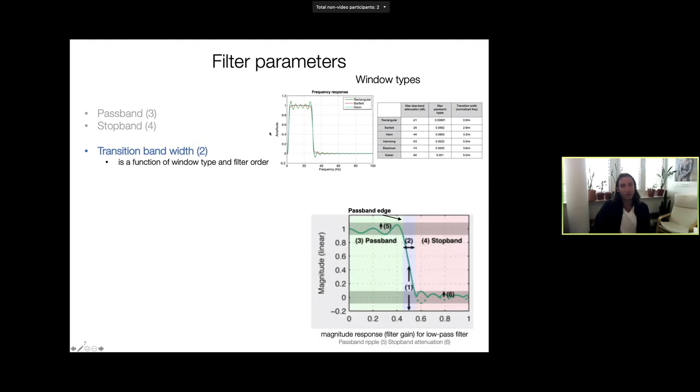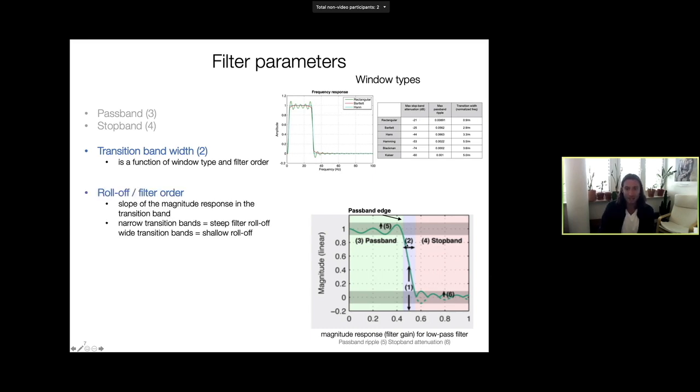So far, I showed you what the passband and stop band are, but there is also this blue area between the passband and the stop band, which is called the transition band. The width of this transition is called the transition bandwidth, which depends on the window type I just showed you, and the filter order. The filter order defines the steepness of this transition band. What is sometimes also used is the slope of the magnitude response in this transition band, which is termed the roll-off. So narrow transition bands have steep roll-off, and wide transition bands have shallower roll-off.